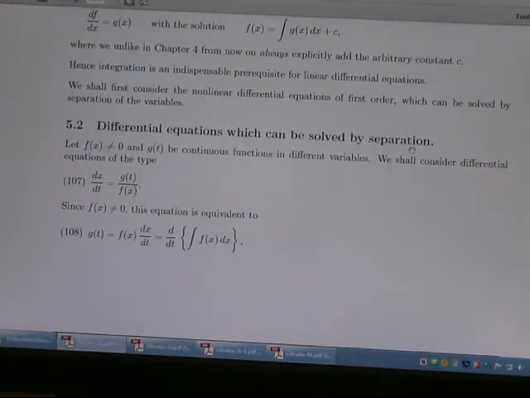The next is a differential equation that can be solved by separation. If you see the equation dx by dt equal to g(t) by f(x), with f(x) not equal to 0, this is equal to g(t) equal to f(x) dx by dt. This is d by dt of the integration of f(x) dx. This one we can write down.